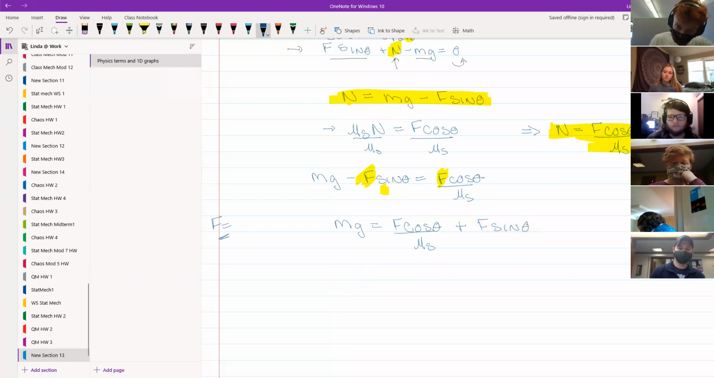My habit is to go like this, to say, I'm going to do what we call factoring out. So I'm going to pull the f out of this part of the equation: cosine theta over mu s plus sine theta. I forgot that's a thing you can do. It's a fantastic thing we can do, and you're going to get really used to it.